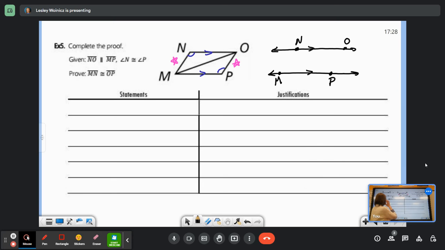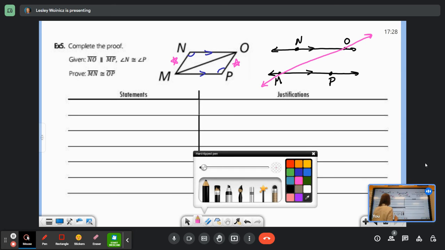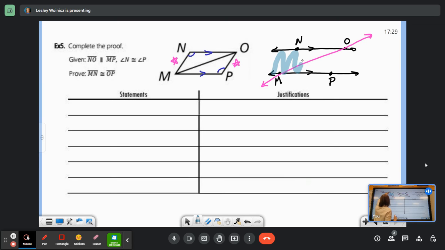Okay, so now I need my hot pink transversal. Why is it hot pink? Because I'm the one drawing it. Now, all I did was redraw this picture with the parallel lines extended, okay? And I got rid of the pesky sides MN and OP because they were kind of messing with my world. Now I can see very clearly that in the interior of my parallel lines, I have some angle pairs that are going to be congruent.